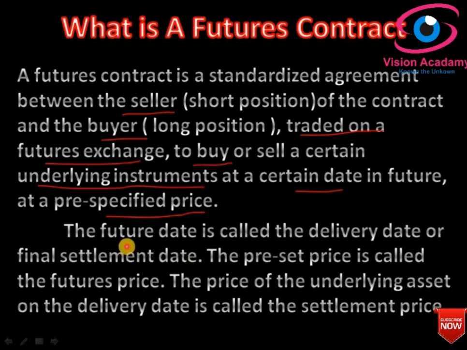As we know, the future date is called the final settlement date, or else the delivery date, on which you are going to get delivery, or the expiration date, and this preset price is called the futures price. That preset price, on which buyer and seller have agreed, is the futures price. And the price of the underlying asset on the delivery date is called the settlement price. These things are very essential, so you must keep them in mind.